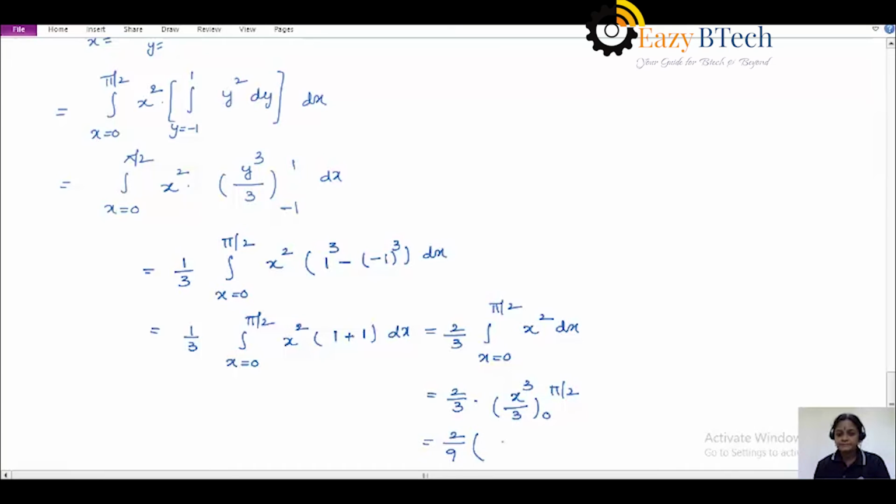2 by 9, here 3 into 3 is 9, students. Then I am applying the upper limit for x cubed, that means pi by 2 whole cubed. Then 2 by 9 into pi cubed by 8. Then the final answer is pi cubed by 36. Okay, and one more problem.